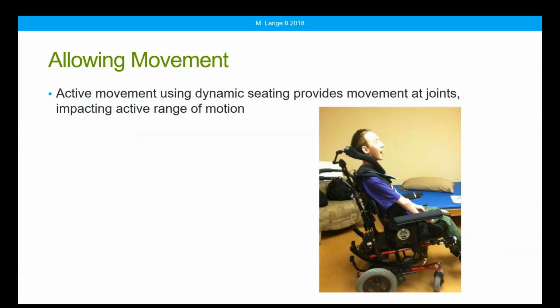Active movement through dynamic seating can provide movement at the joints, typically at the pelvis, the knees, and sometimes at the neck. And that can impact active range of motion some. Now, it's not a huge impact, but there is some movement there, and it's going to depend on the dynamic components, how much movement is available. If there's a tremendous amount of movement, we also could have a loss of posture, or for some of our clients, they might end up reverting back to more extension. So it's finding that good midline position between no movement and excessive movement when we're looking at dynamic seating.